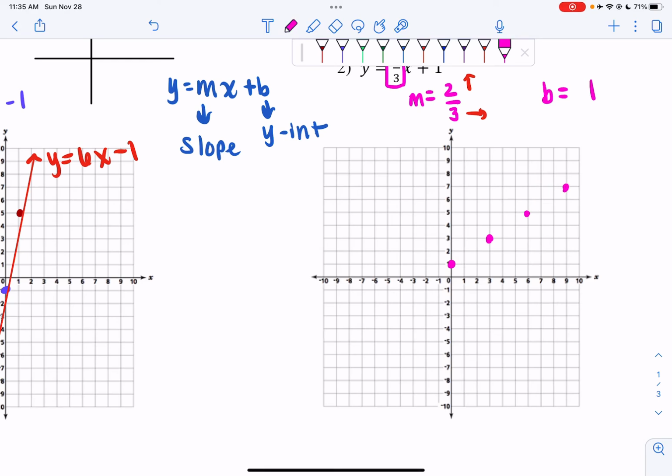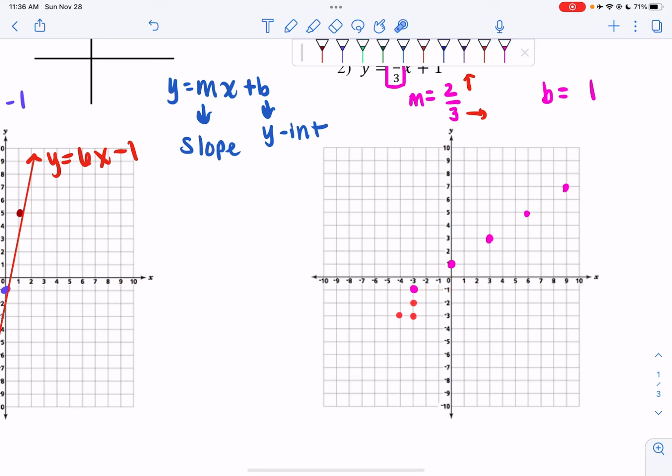And now I ran out of room. So I'm going to go back to my y-intercept. Instead of going up 2, right 3, I'm going to go down 2, left 3. 1, 2, 1, 2, 3. So at negative 3, negative 1, I plot a point.